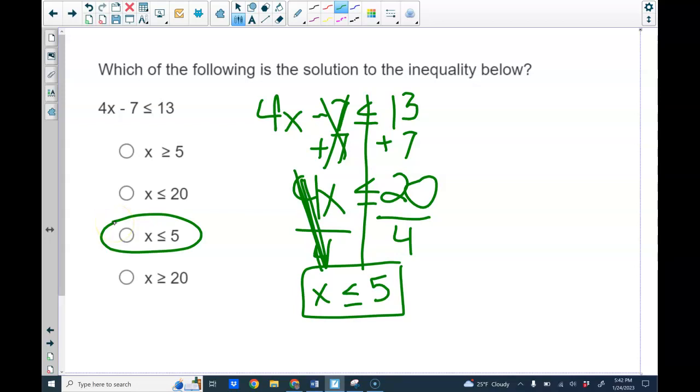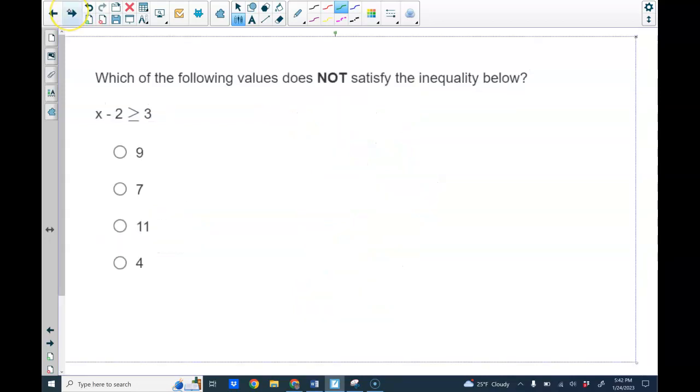Okay, and then remember, if this would have been a negative 4x, we would have had to flip the sign. So it would have been x is greater than or equal to whatever. But since it's a positive 4x, we don't have to worry about that.